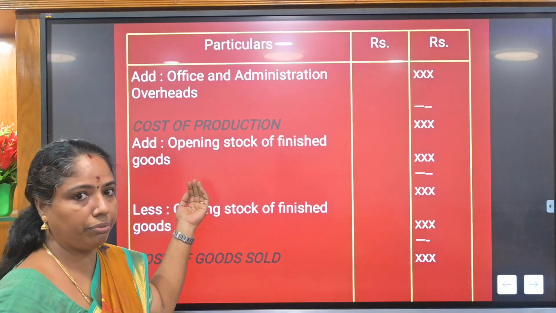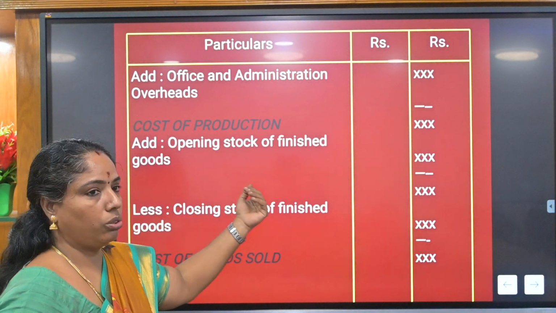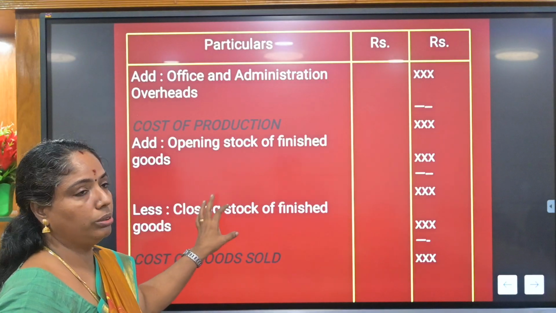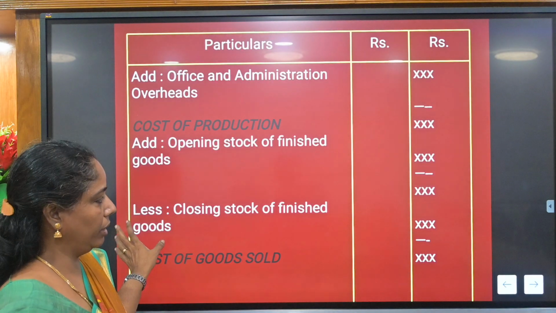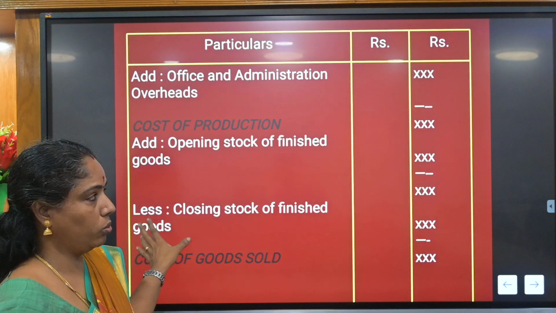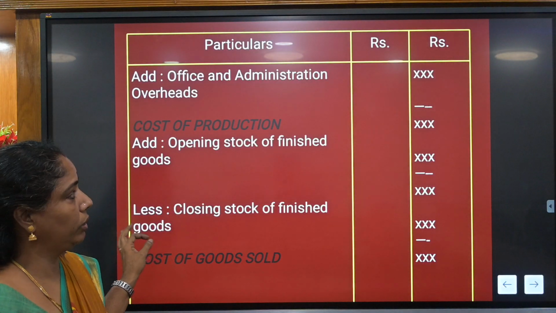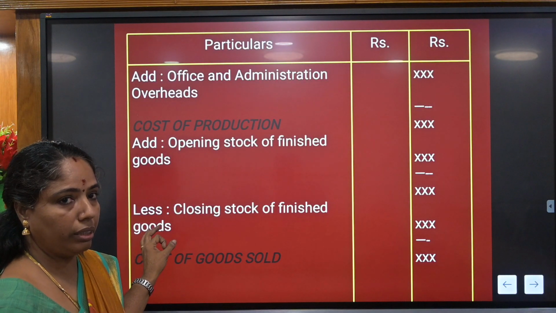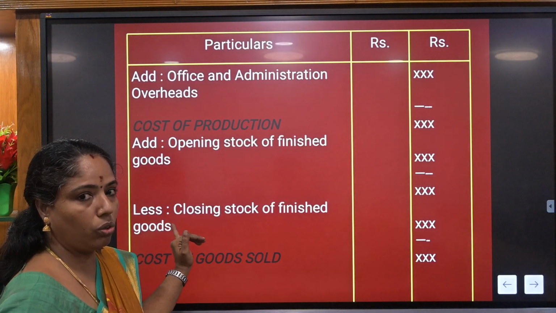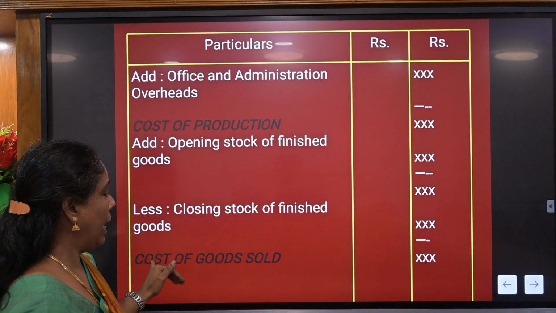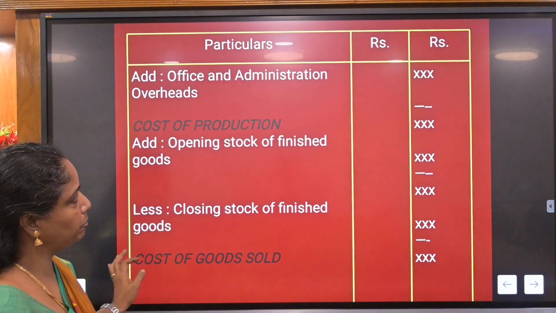If in the sum they gave finished goods, opening and closing finished goods, we have to do some adjustments. In all we are adding the opening and deducting the closing. So opening stock of finished goods, we should add with the cost of production, and we have to deduct closing stock of finished goods. After deducting we will get cost of goods sold.